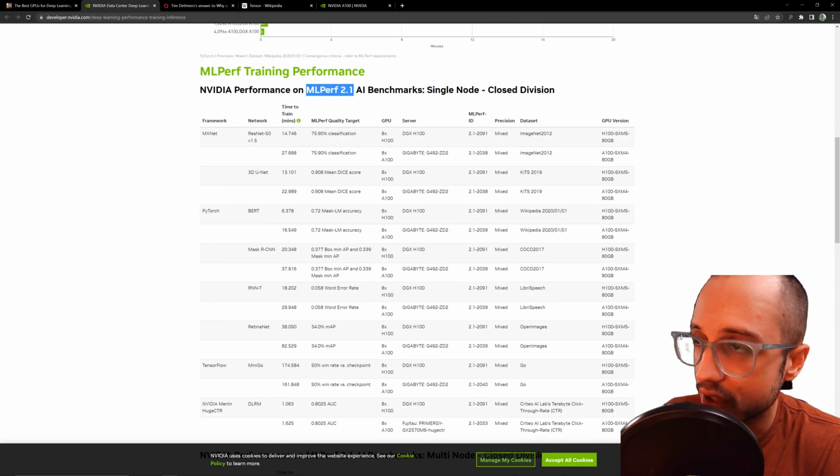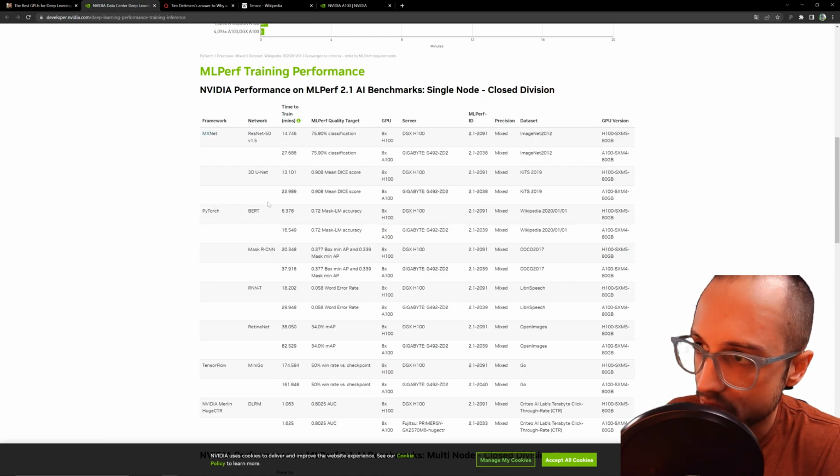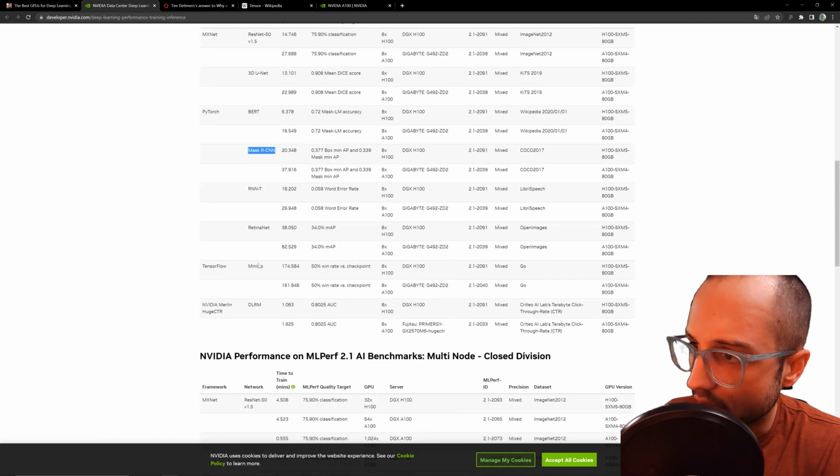MLPerf is machine learning performance, so it's a benchmark where you have here a ResNet implemented in MXNet. You have here BERT implemented in PyTorch. This is a language model. Mask RCNN, this is a segmentation model, so a vision model. TensorFlow MiniGo, I assume this is reinforcement learning.